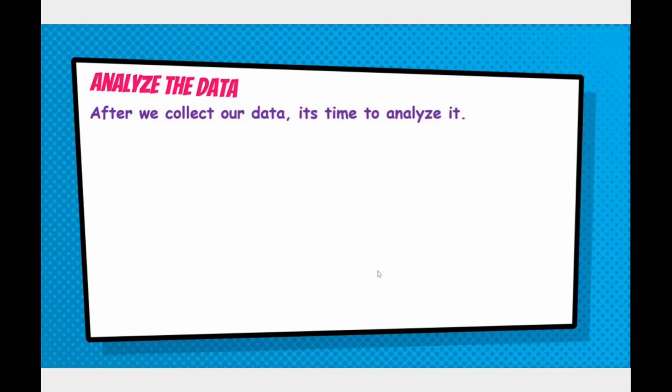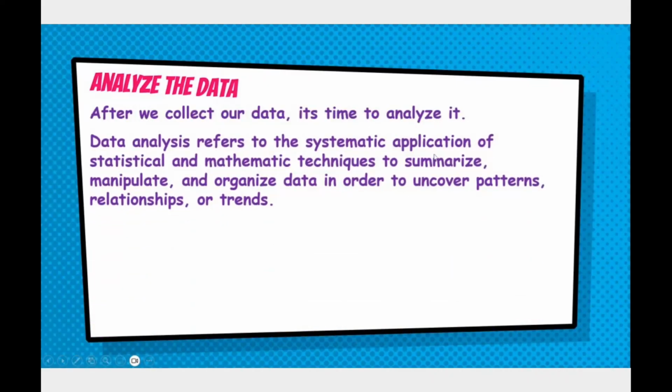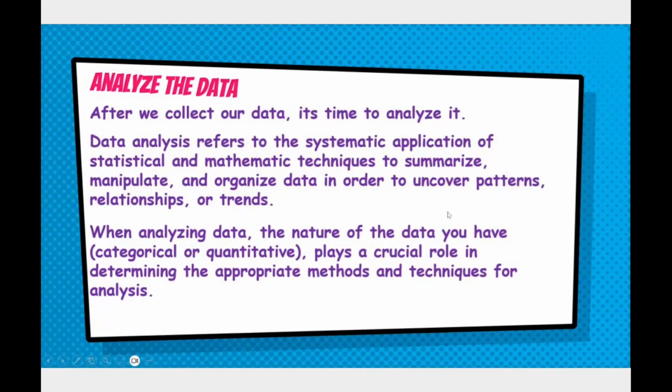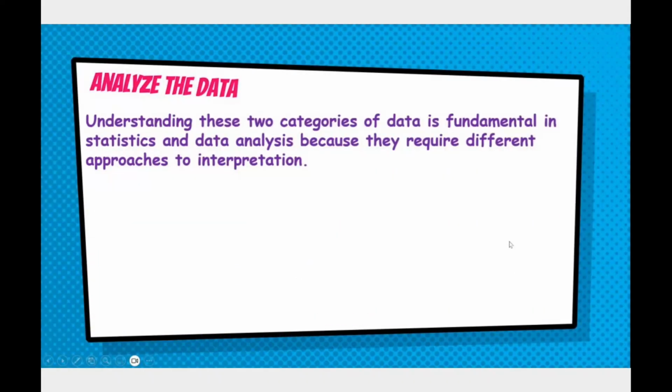So after we collect our data, it's time to analyze this data. So assuming we have chosen an experiment, observation, or survey, now that we have that, what's next? We're going to analyze it. So data analysis refers to the systematic application of statistical and mathematical techniques to summarize, manipulate, and organize data in order to uncover patterns, relationships, or trends. When analyzing data, the nature of data you have, categorical or quantitative, plays a crucial role in determining the appropriate methods or techniques of the analysis.